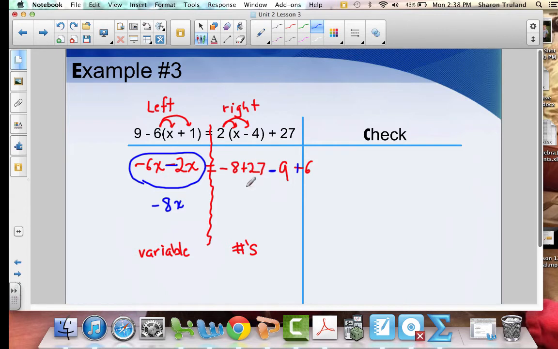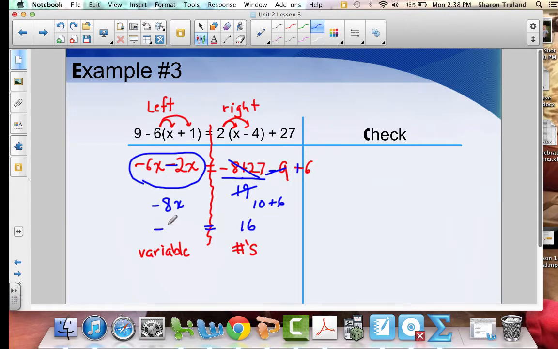All right, let's get some adding and subtracting going on here. I owe $8. I have $27, which means after I pay back the $8 I owe, I have 19. 19 take away 9 is 10. And 10 plus 6 is 16. So this side turned out to be 16.